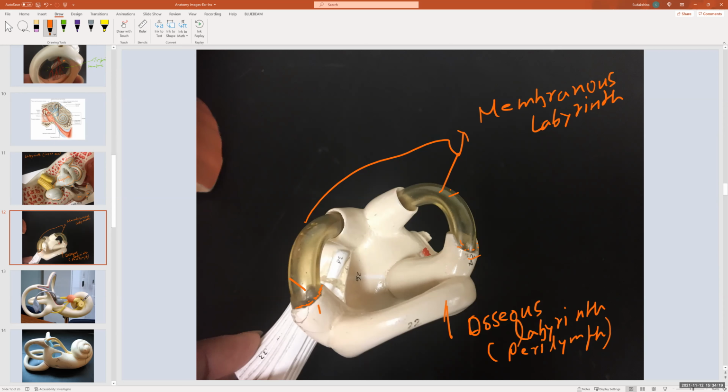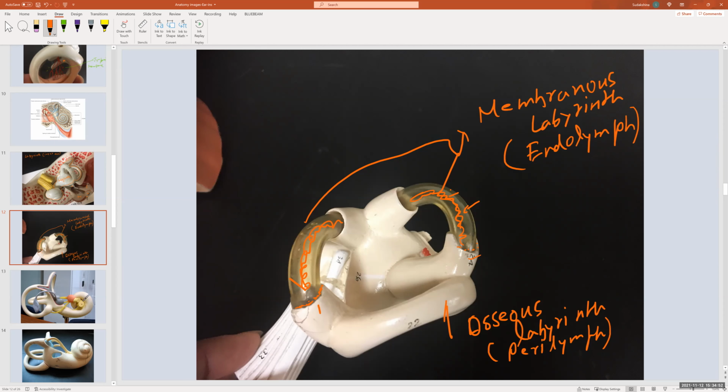There is a fluid within the membranous labyrinth. These are not empty structures. There's fluid within them. They're more like sacs filled with a fluid. That fluid is known as endolymph. Perilymph, which is between the osseous and the membranous labyrinth. Endolymph, which is inside the membranous labyrinth.